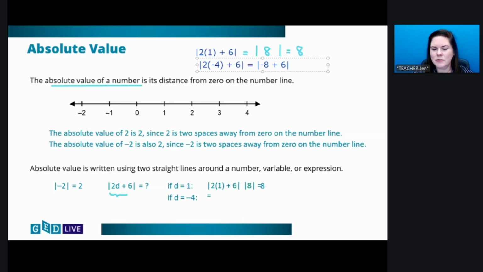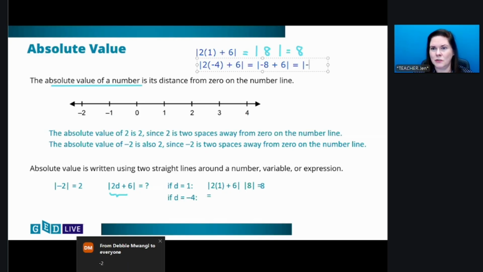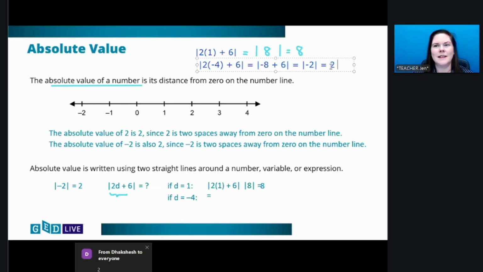Nice. And when you simplify that inside the absolute value bars, what number will we find inside the absolute value bars when we do -8 plus 6? Yes, -2. Exactly. All right, and one more step. What is the absolute value of -2? You've got it. It's 2. So -2 is 2 steps away from 0 on the number line.